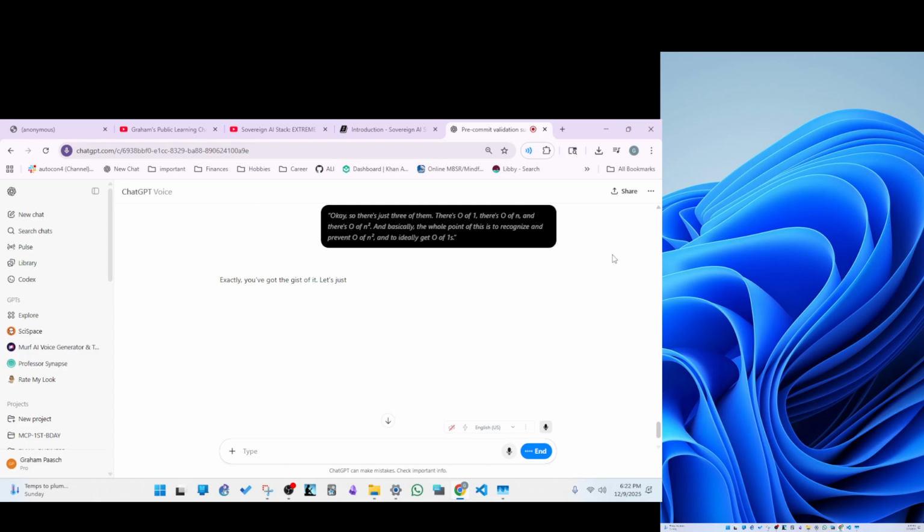Exactly. You've got the gist of it. Let's just add a tiny bit of nuance. There are actually more than just those three, like O of log n, O of n log n, and so on, but you've nailed the core idea.